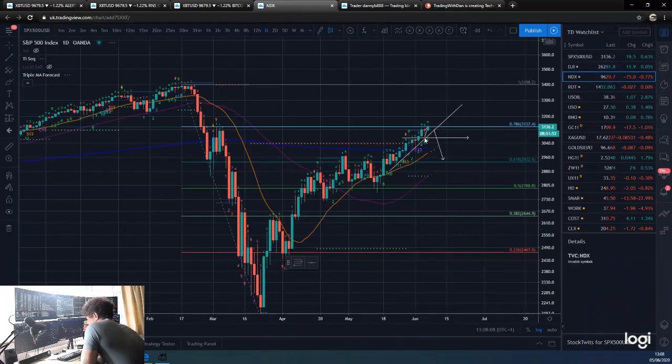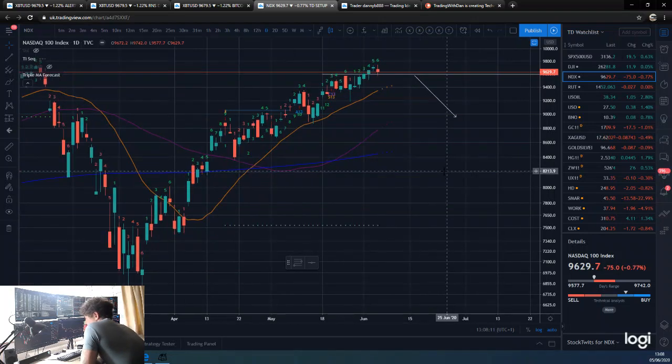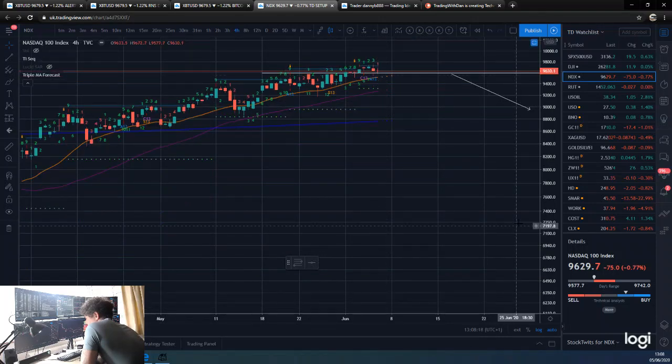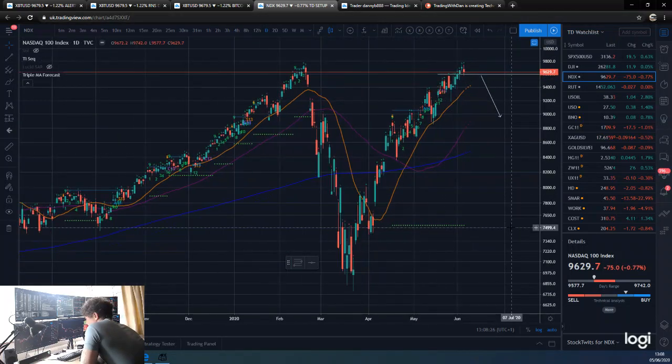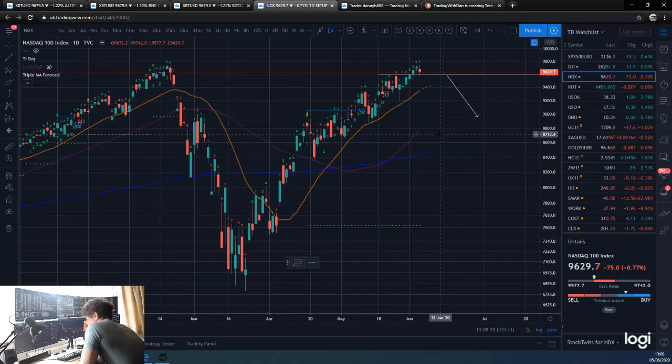Let's have a look at the Nasdaq. So we had what must have been a 4-hour 9, yeah, we had this 4-hour 9. If we break below this level, then potential move down. Probably a bit punchy with this price target, based off a 4-hour candle. But hey, we'll see what happens.